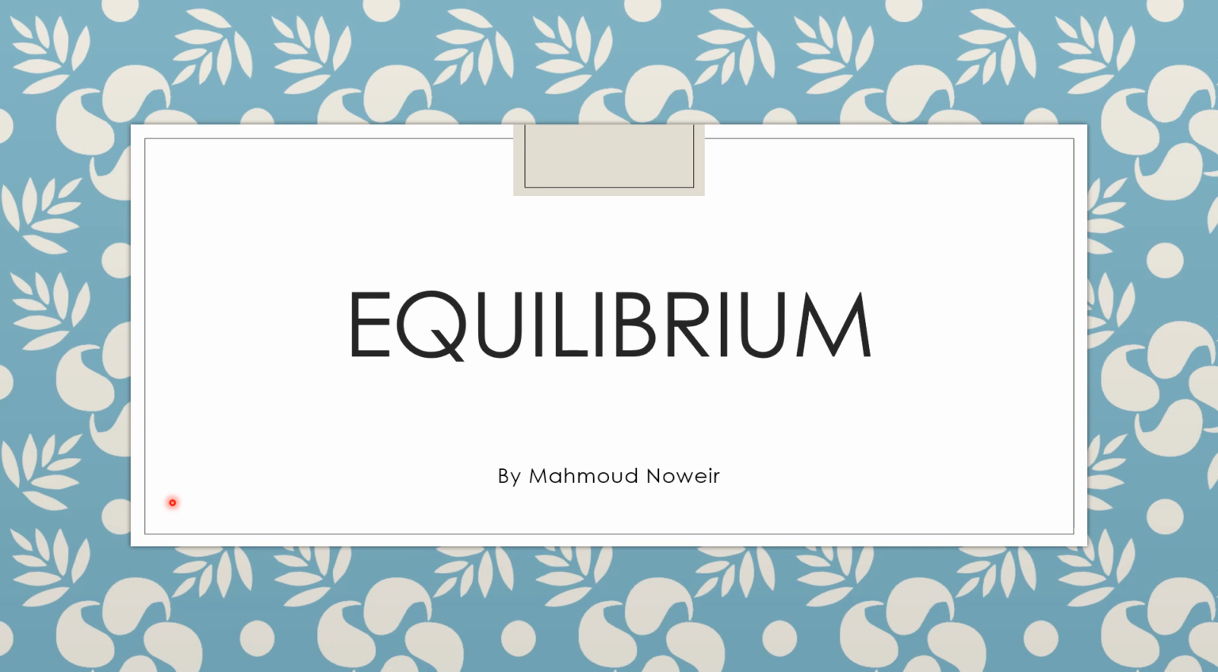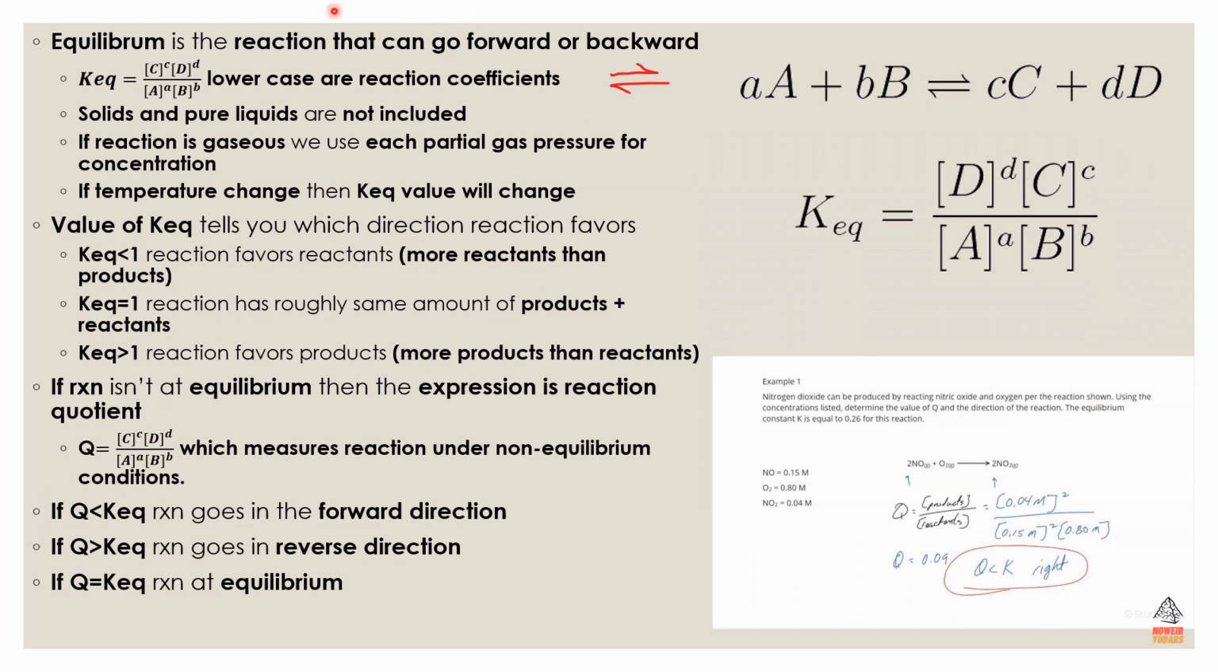And shall we start? So equilibrium is the reaction that can go forward or backward. It basically can do a reverse reaction or a forward reaction. And what equilibrium basically means is that there is roughly an equal amount of both the products and the reactants. And then to calculate K equilibrium, it is basically products over reactants.